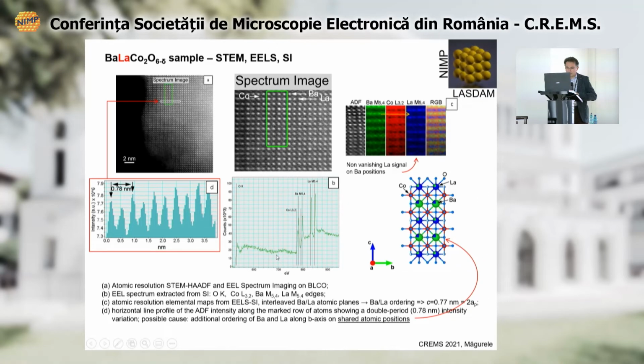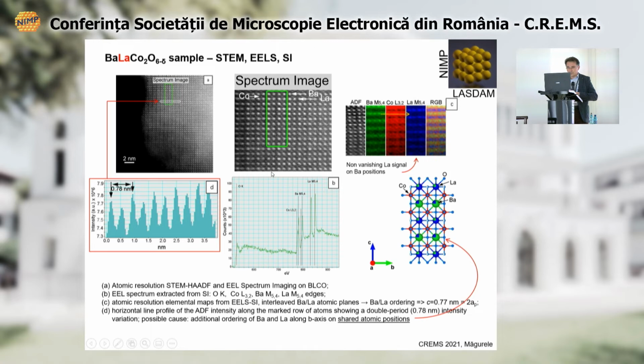What you see here below is an EELS spectrum extracted from this scanned area, and we can notice that we have the expected elements. We have the oxygen here, we have the cobalt L3,2 edge here, the barium M5,4 edge, and the lanthanum M5,4 edge here.